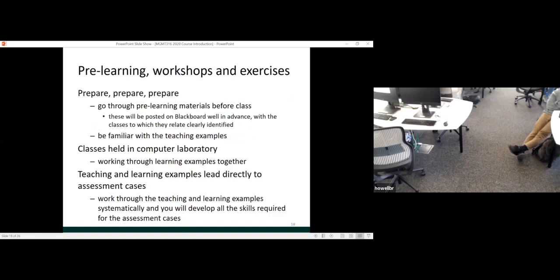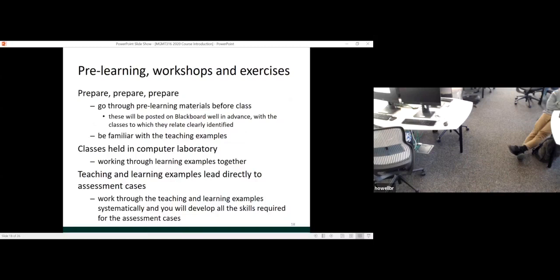Prepare. I will give you the materials in advance. Please feel free to have a look at them. I really encourage you to do that. It would be really good if you could be familiar with the teaching cases that I'm using, and if you're using your own machines in class, download them and have them ready to go. Have a go at playing around with them if you wish. Just get ready for it so that when we're working through them in class, you are a little bit familiar with what we might be doing.